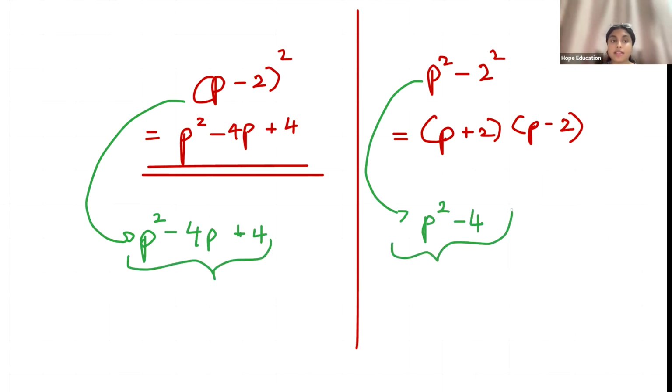No. If they are not the same thing, that means these two are also not the same. The square of the whole unit P minus 2 is one thing. P squared minus 2 squared means another thing. They're two different things. Is that clear? Did that answer your question?